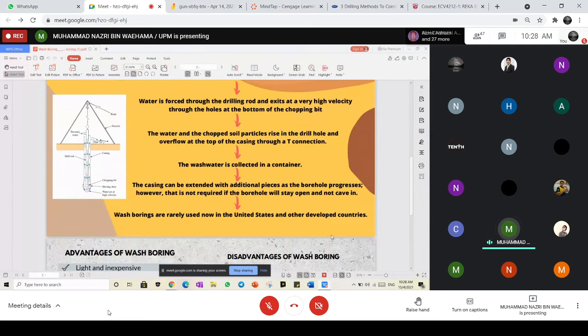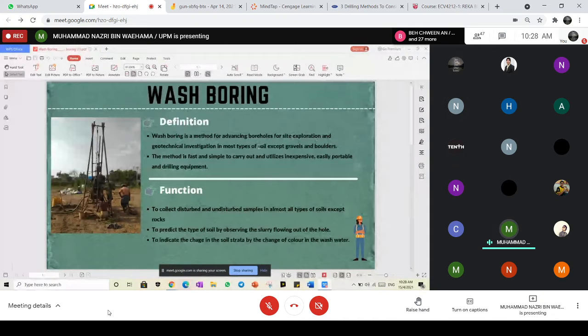Wash boring is a method for advancing a borehole for site exploration and geotechnical investigation in most types of soil except gravels and boulders. So basically, wash boring is the method used just for soil, not for rock or gravels. The method is fast and simple to carry out and utilizes inexpensive, easily portable drilling equipment. The function of wash boring is to collect disturbed and undisturbed samples in almost all types of soil except rocks.